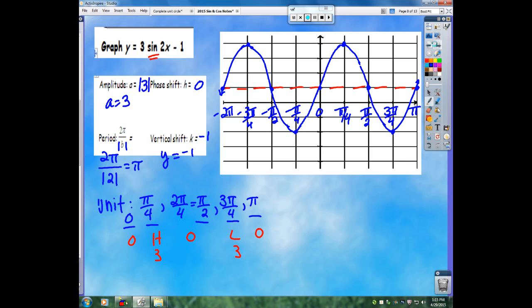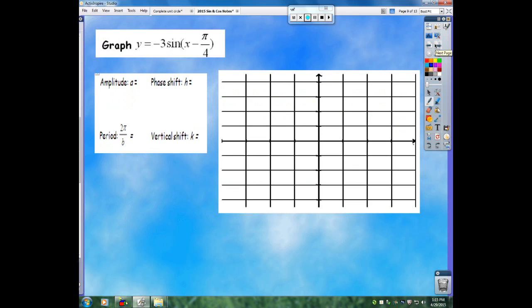Alright, look at another example. We got y is equal to -3 sine of quantity x minus pi over 4. Alright. So the amplitude is the absolute value of -3, so the amplitude is +3 because it has a height of 3. And height is always a positive distance.